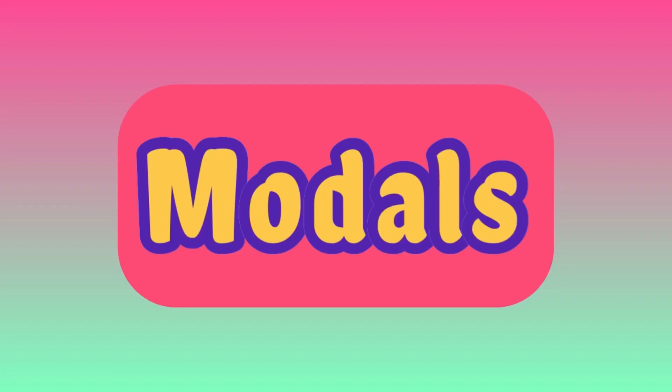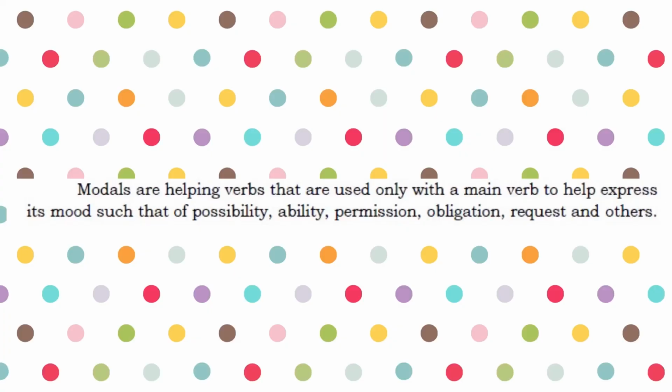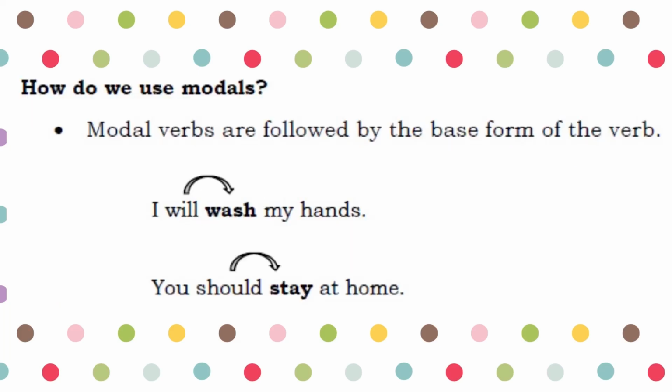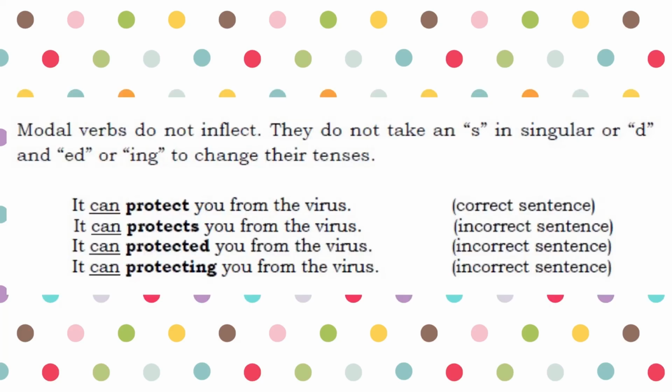What are modals? Modals are helping verbs that are used only with the main verb to help express its mood, such as possibility, ability, permission, obligation, request, and others. How do we use modals? Modal verbs are followed by the base form of the verb. Example: I will wash my hands. You should stay at home.